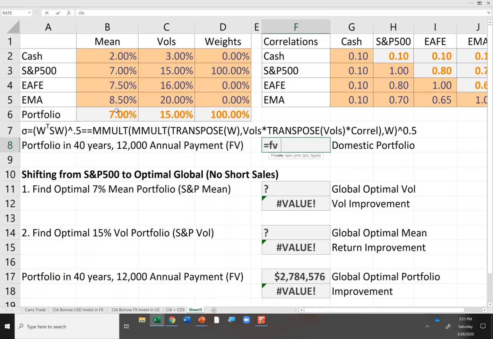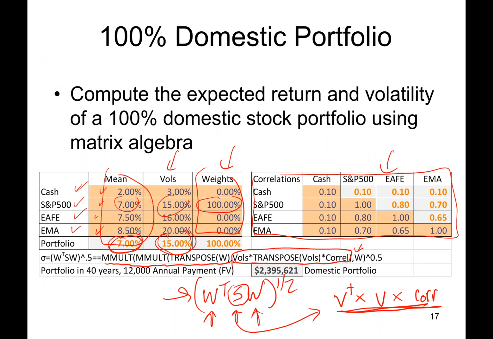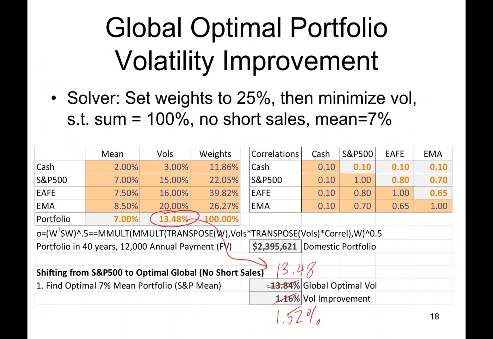I'm going to do an FV function, future value. I'm going to put in a rate of 7% US rate for 40 years, and I'm going to put in $12,000 a year for 40 years. I'll have $2.395 million.